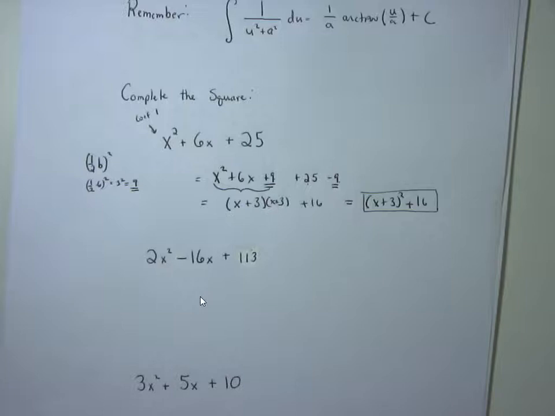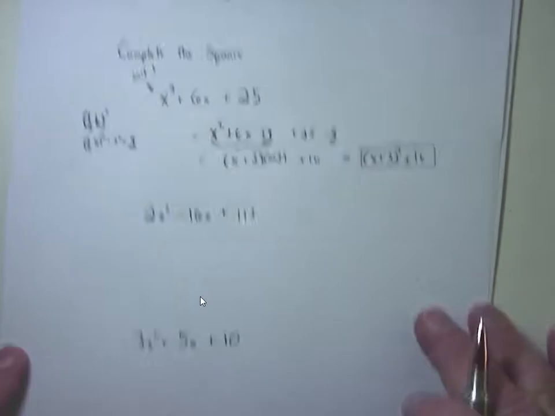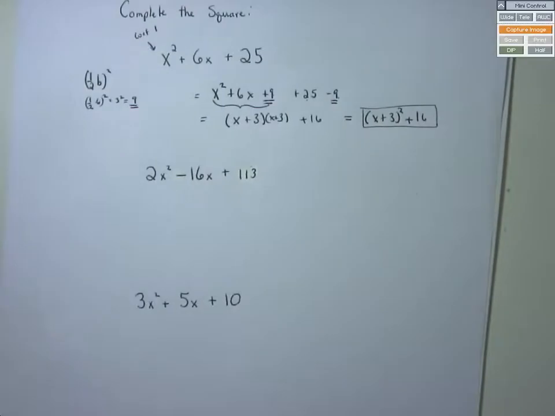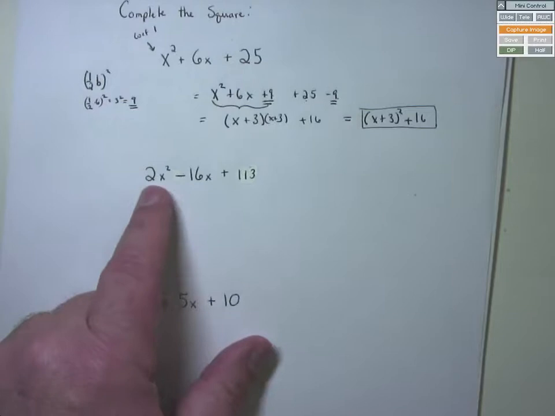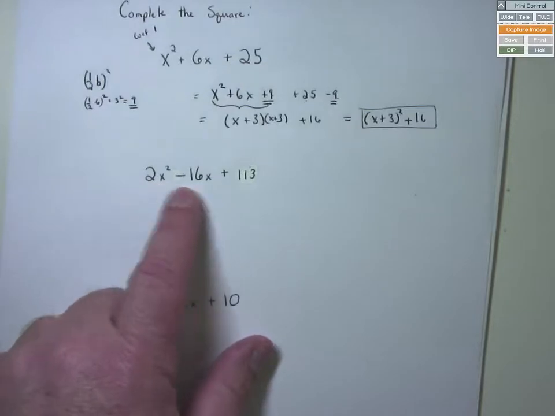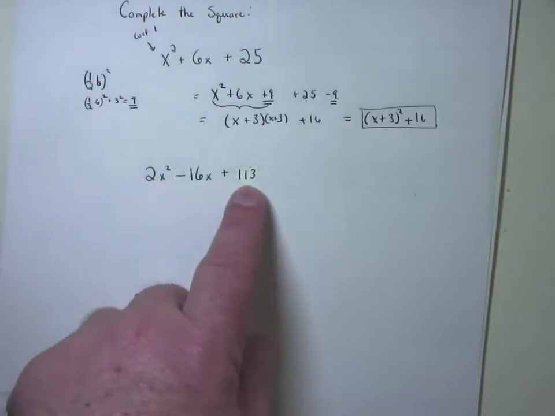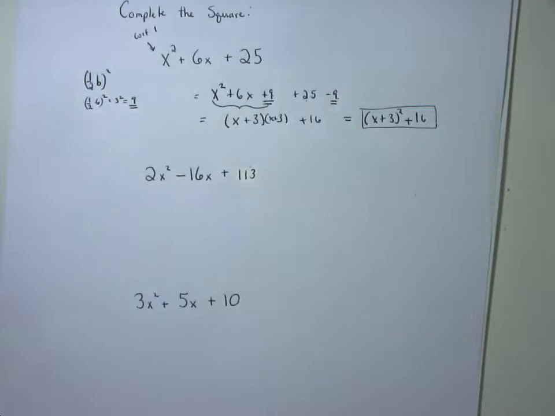Well, the only way you can complete the square is if the coefficient in front of the x squared is a 1. So this is what to do when you've got a problem where the coefficient in front of the x squared is not a 1, like in this example, 2x squared minus 16x plus 13. To complete the square, here are your steps.